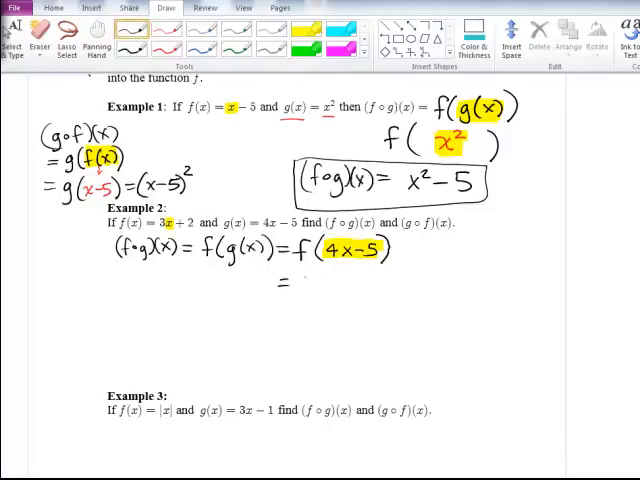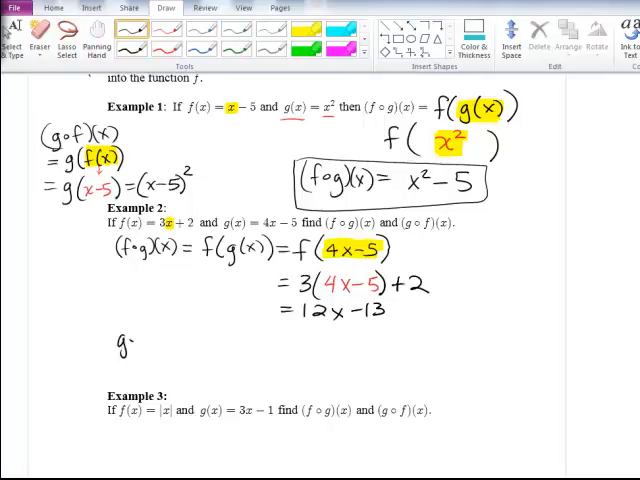So that's going to look like 3 times, replace x using the pattern for g, plus 2. Right, so f does 3 times the input plus 2, so we want 3 times the function g plus 2. So when we simplify, we've got 12x minus 15 plus 2, which is minus 13.